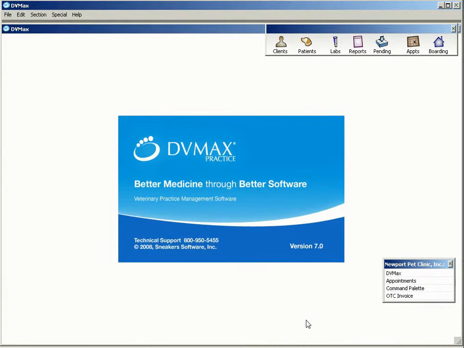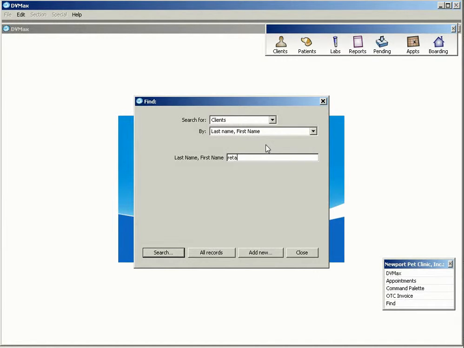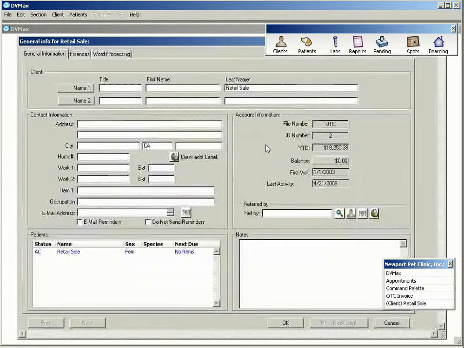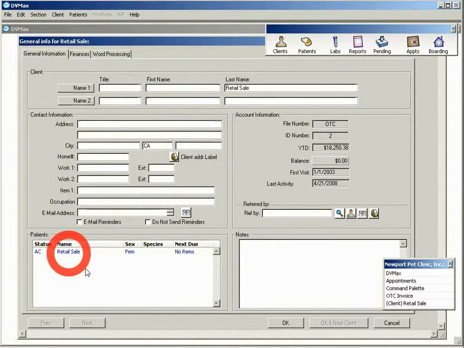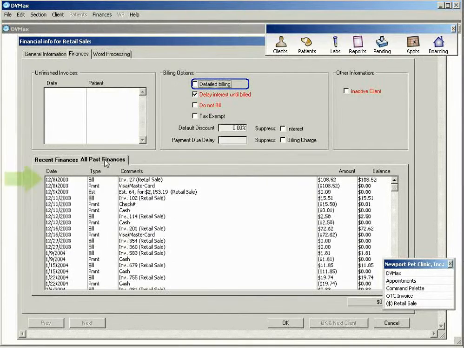It has been recorded to a client whose name is Retail Sale. We can prove this by looking up a client whose name is Retail Sale. And here is that client who has an animal whose name is Retail Sale. The financial screen will contain every single over-the-counter invoice that was ever created, which could be hundreds and hundreds and hundreds of these.